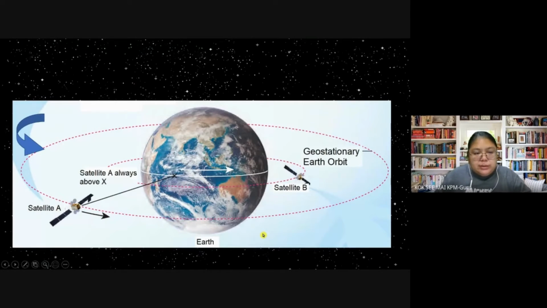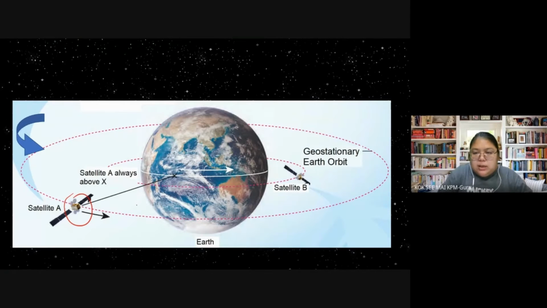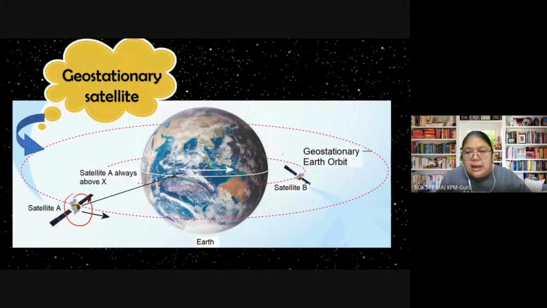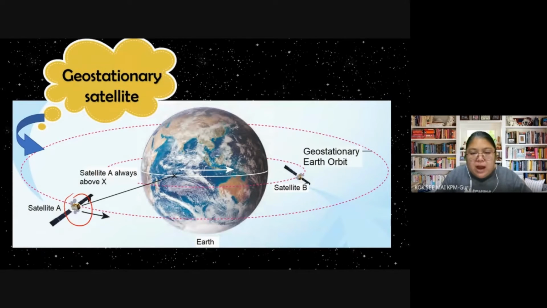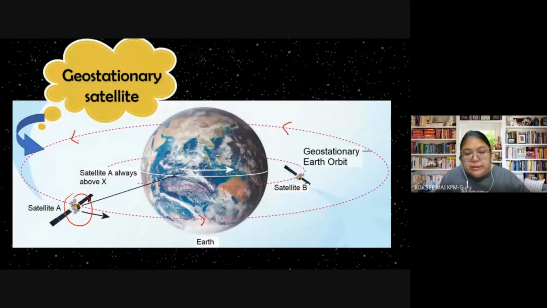First, you see satellite A. Satellite A orbits in this orbit, so we call it a geostationary satellite, when they orbit a bit far from the Earth. Geostationary, later we see what the differences are.